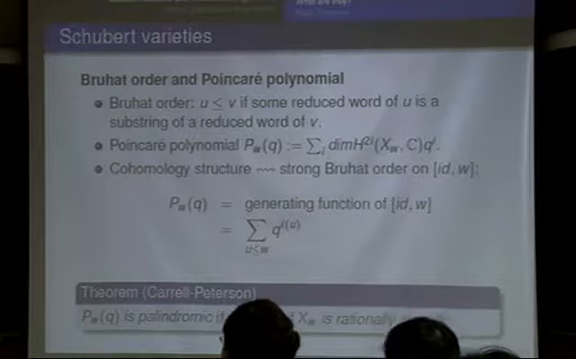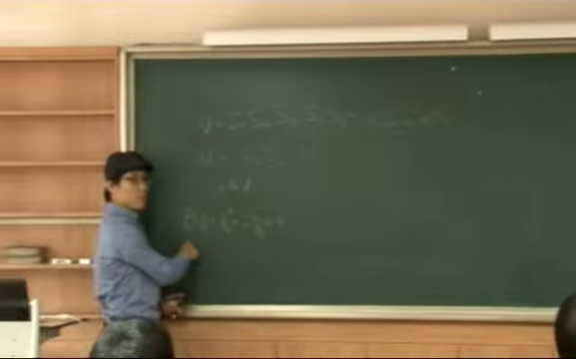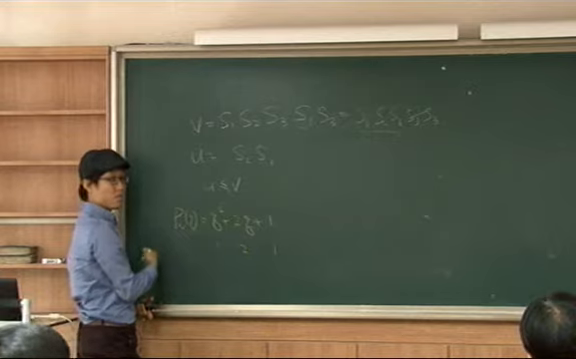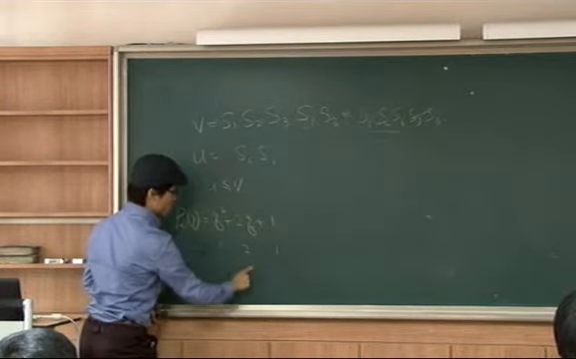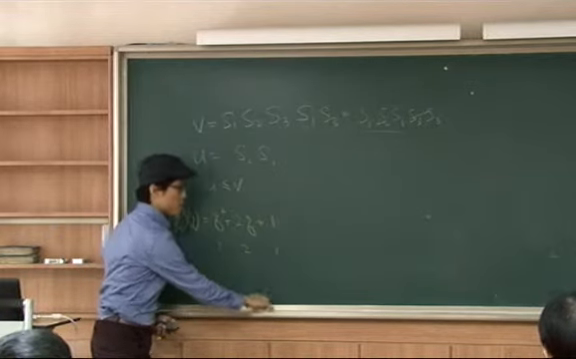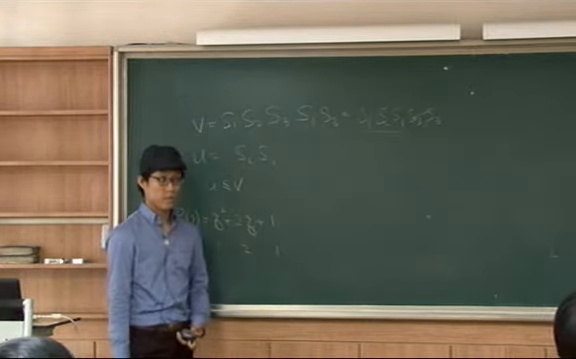What does palindromic mean? Palindromic means the coefficients appearing in the polynomial are symmetric. Something like Q squared plus 2Q plus 1. If the Poincare polynomial is like this, then the coefficients are 1, 2, 1. It's symmetric whether we read from the left or from the right, it's the same. So this is called the palindromic property. And if the Poincare polynomial is palindromic, then the Schubert variety is rationally smooth and vice versa.